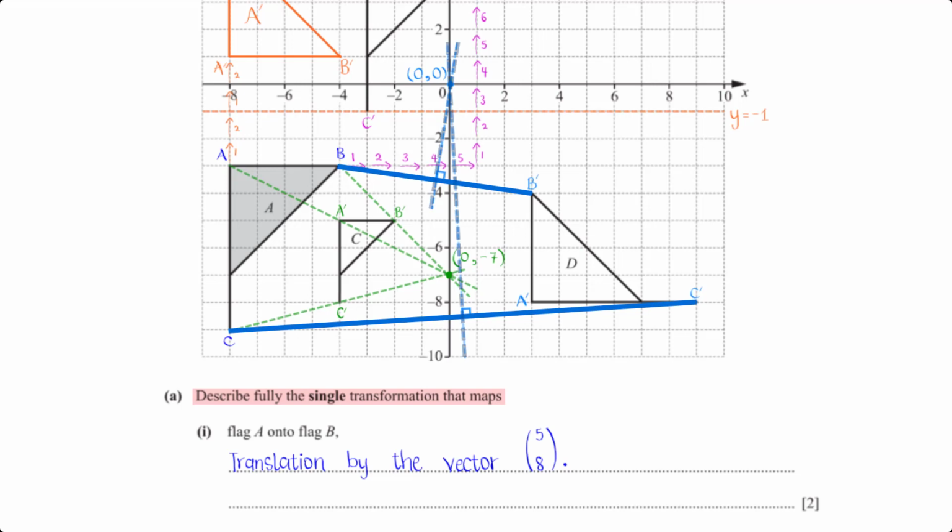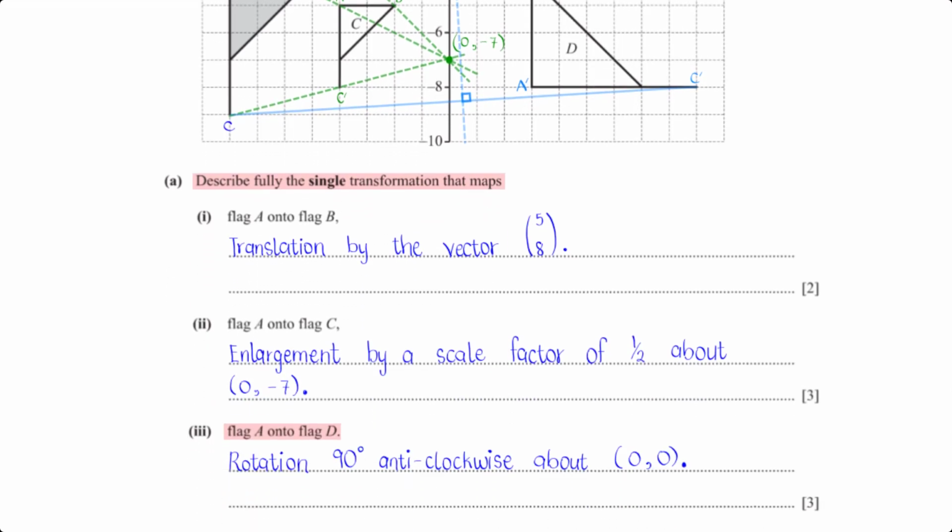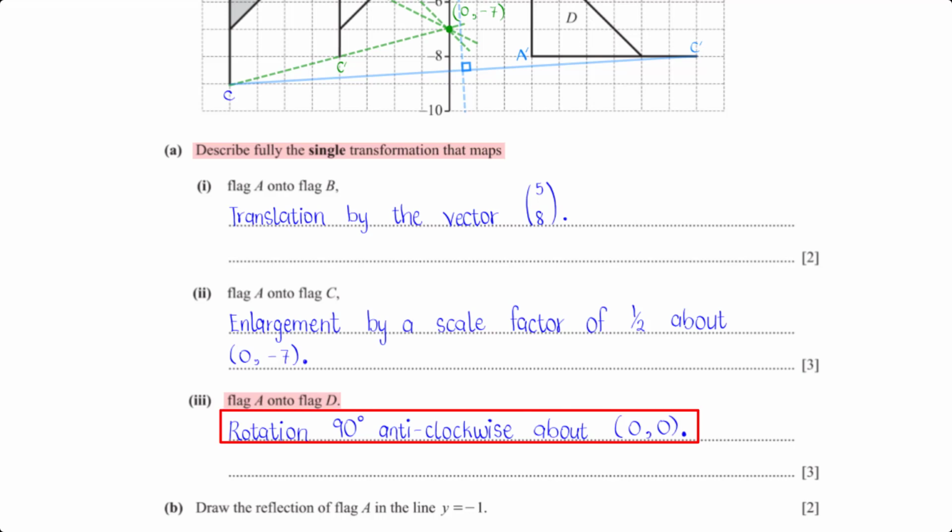Then we need to draw the perpendicular bisectors of these lines. The intersection point of the bisectors is the center of rotation. In this case, this point is the origin, which has coordinates (0, 0). And so the full description for the transformation will be rotation 90 degrees anti-clockwise about the origin.